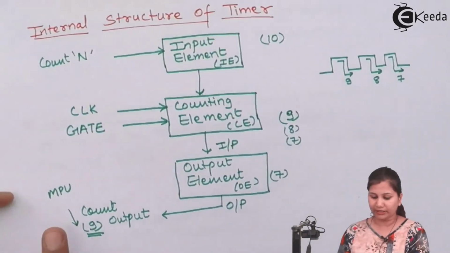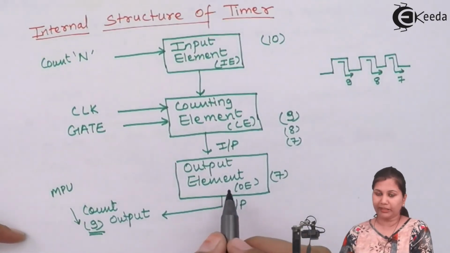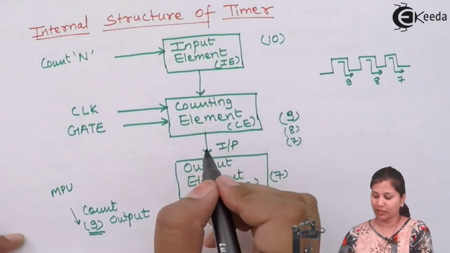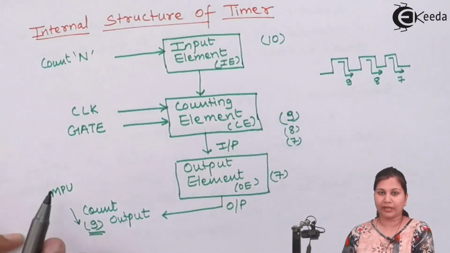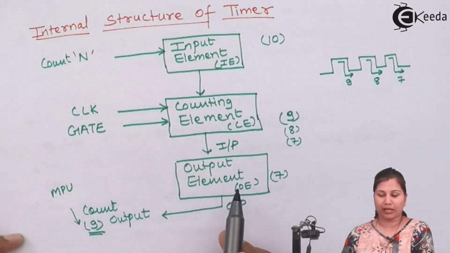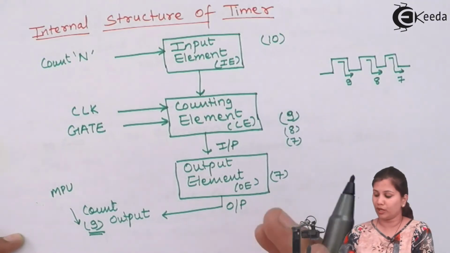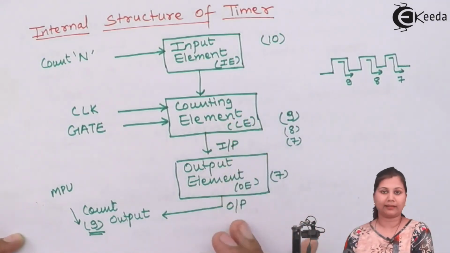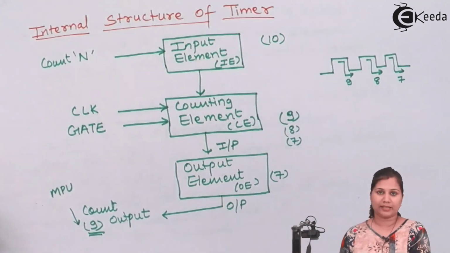Now, once it has read this output element, the output element again becomes transparent, and whatever is the current value of the input will be available at the output. So once this 9 has been read by the microprocessor, the output element will again become a transparent latch, and this 7, 6, 5, 4, 3, 2, that means the current decrementing of the counter, will be available at the output element. So this is how the timers work.